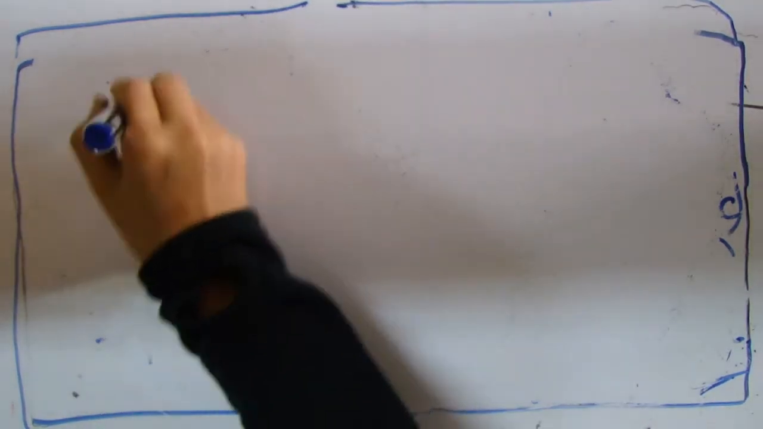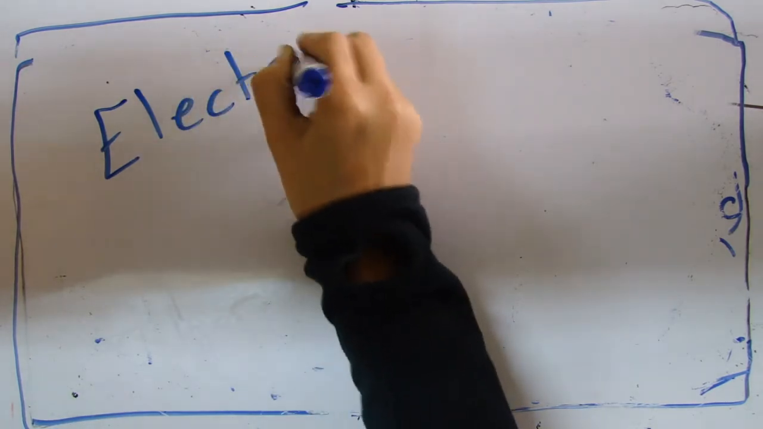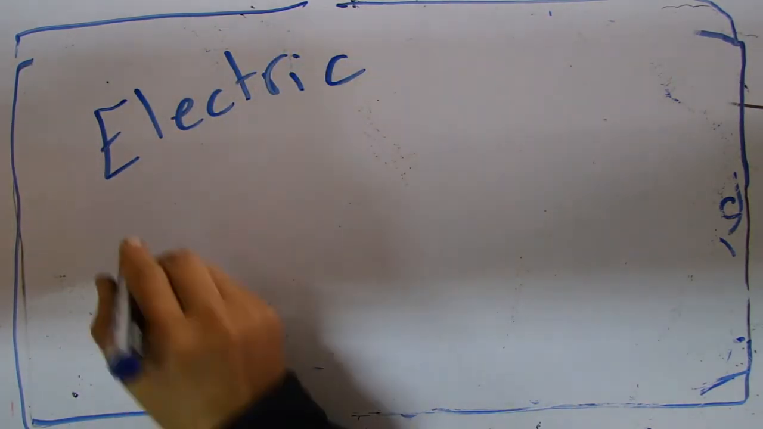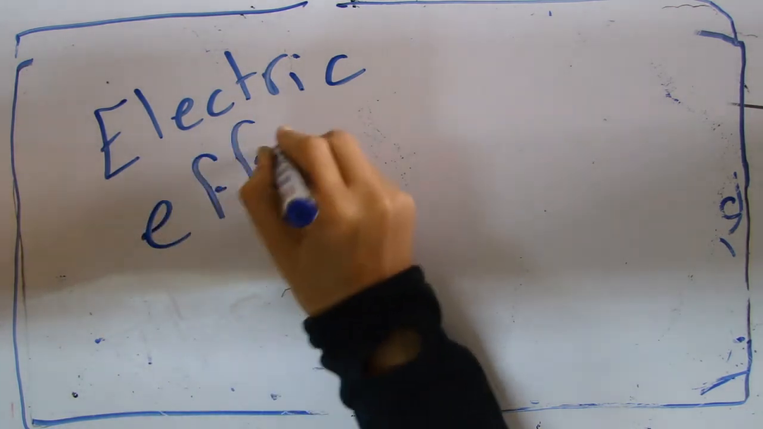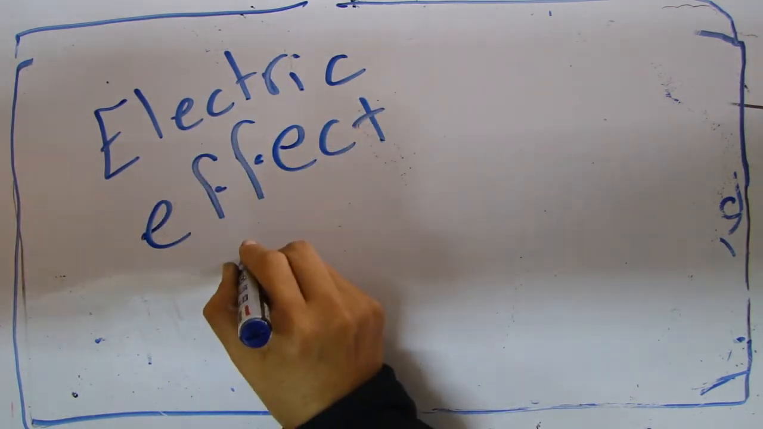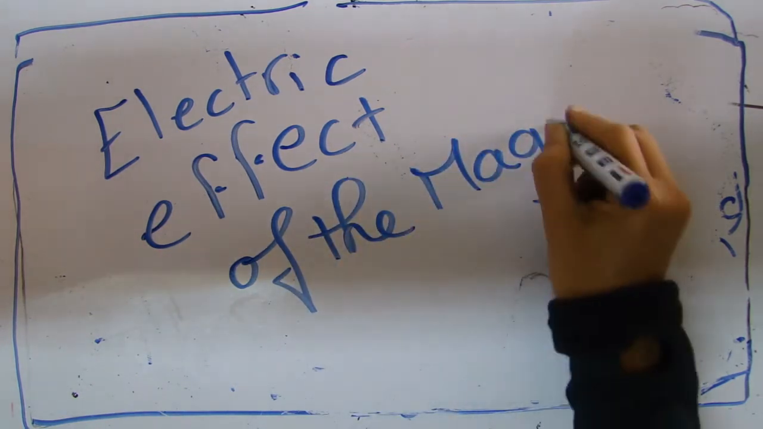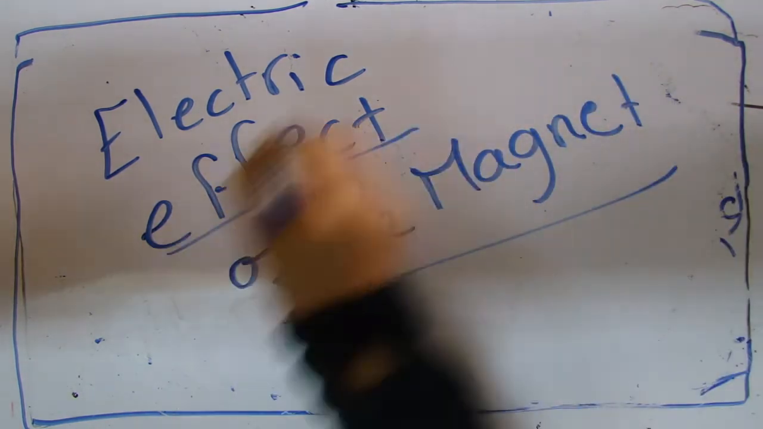Now we're going to talk about the electric. We finished the magnetic effect to the electricity. Now we're going to talk about the electric effect of the magnet. We finished part 1. Now we're going to talk about part 2.